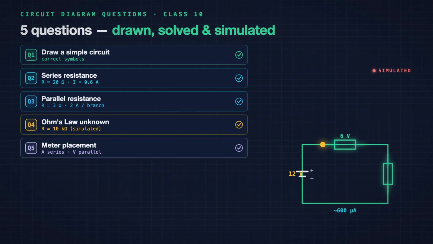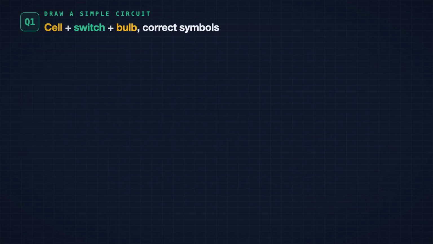Draw the correct circuit, do the calculation, and where it helps, run it live to check the answer. 5 questions, 5 clean marks. Question 1, the easy mark. Draw a simple circuit with a cell, a switch, and a bulb, using the correct symbols. Get the symbols right, and this is free.